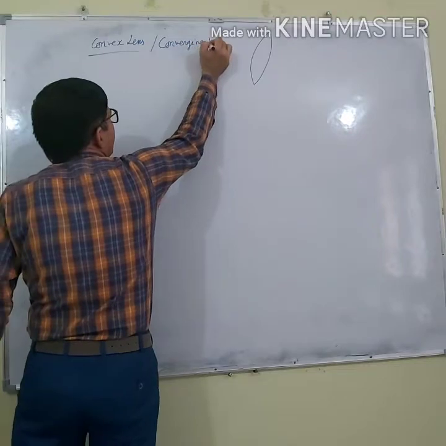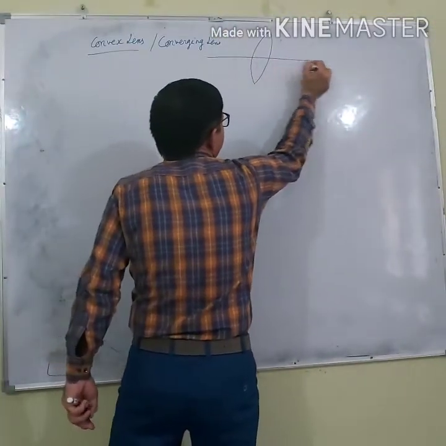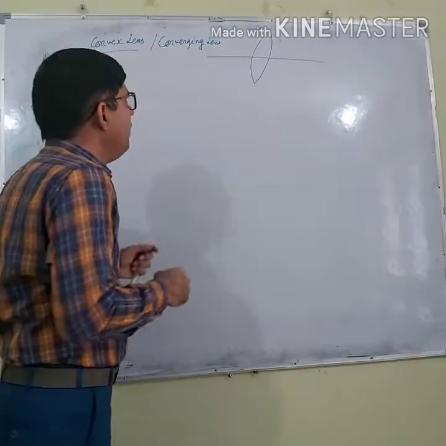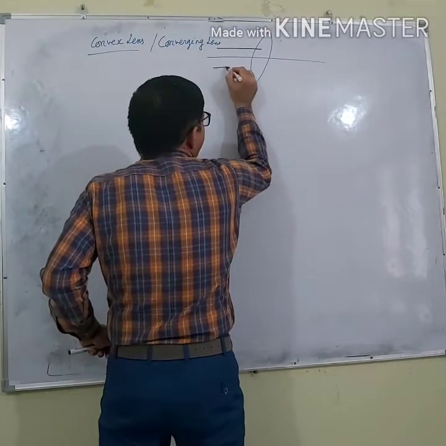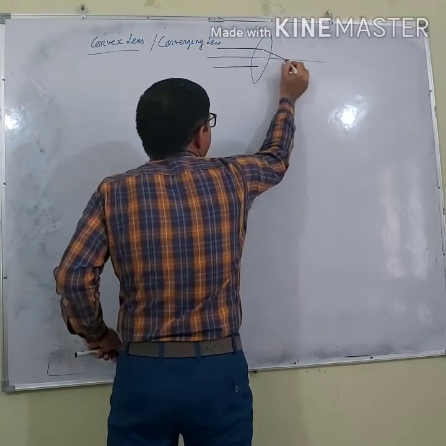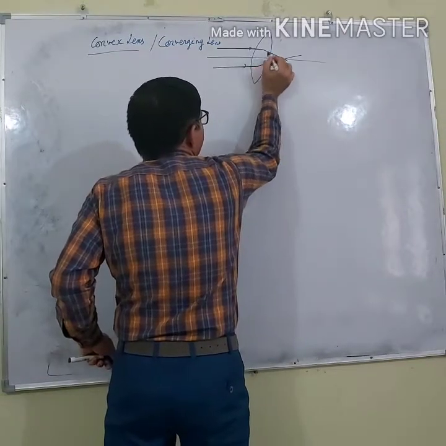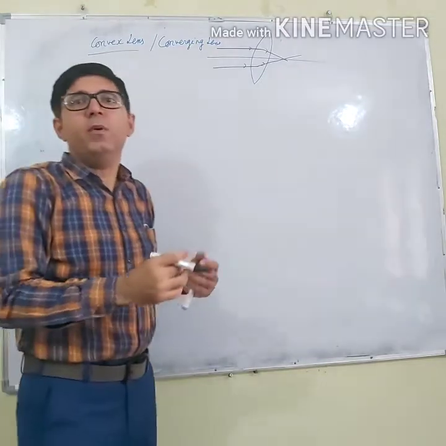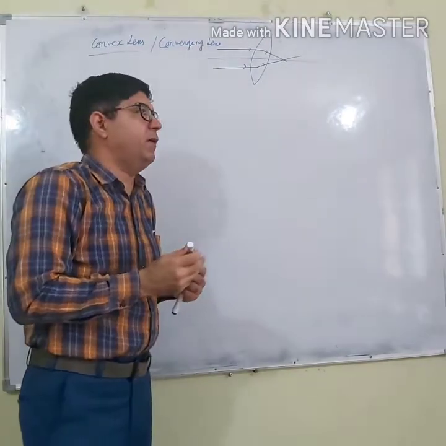Why is it called the converging lens? The reason is that this is the lens and this line is its principal axis. If we have rays of light which are parallel to the principal axis, these rays meet each other at a point. That's why this lens is called the converging lens, because it converges the parallel rays.